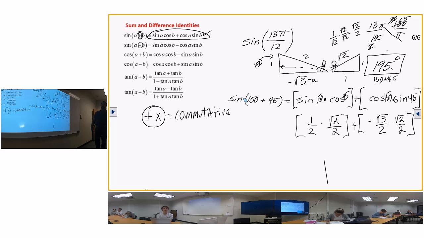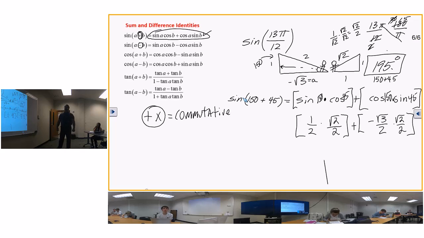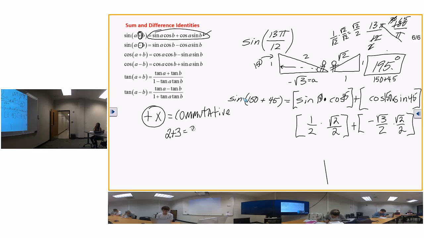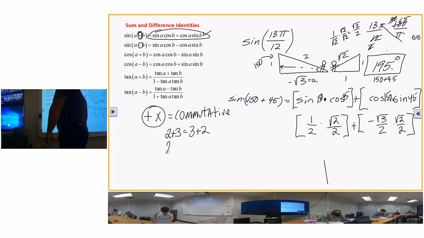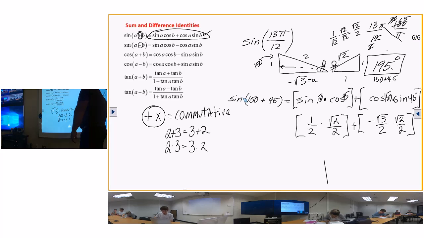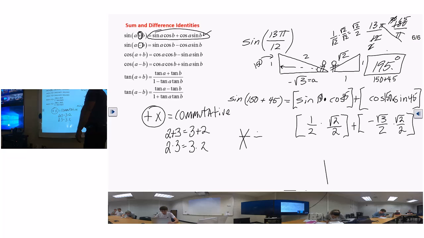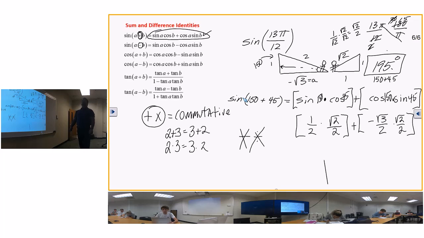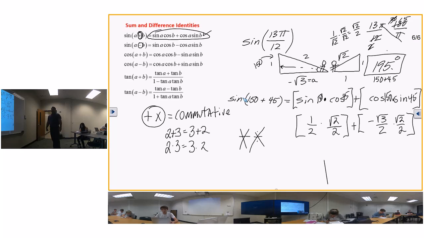Commutative. Don't say commutative. Commutative is something you give each other when you have a disease. Okay? Commutative means 2 plus 3 is the same as what? 3 plus 2. And 2 times 3 is the same as 3 times 2. But you can't do that with what? Subtraction and division, you can't do that. So with subtraction and division, you have to put it in the correct way.